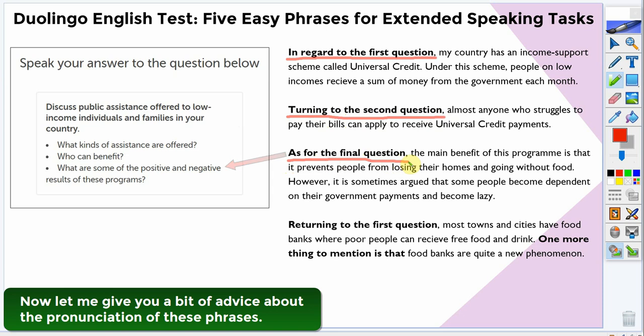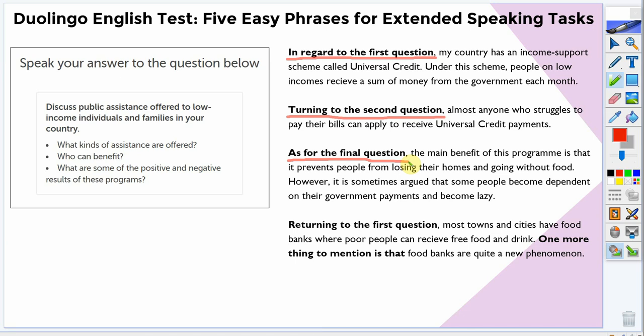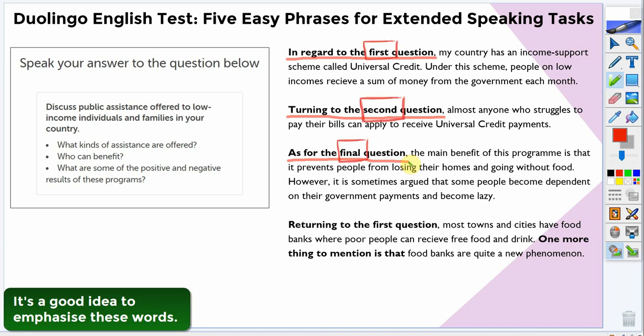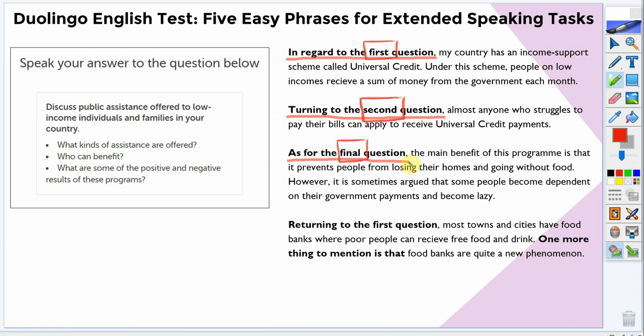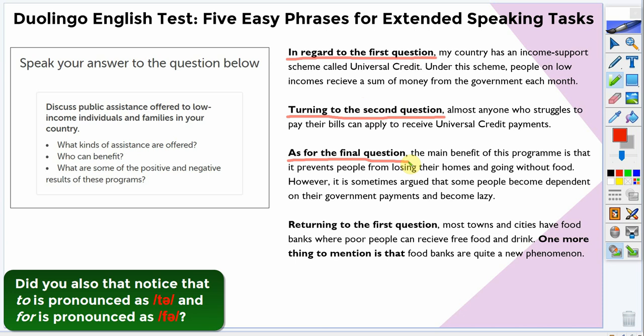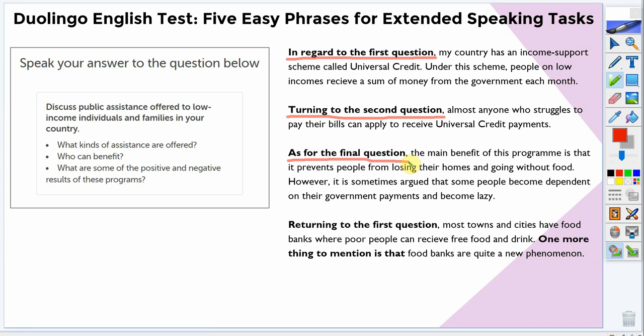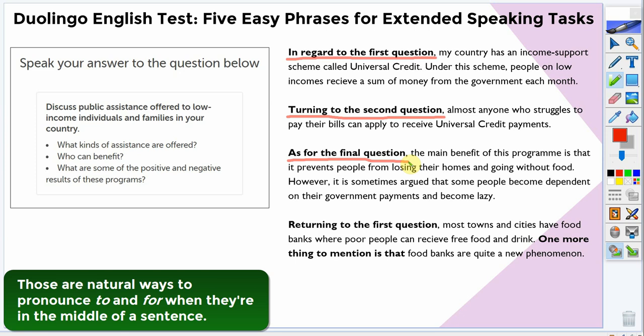Now, let me give you a bit of advice about the pronunciation of these phrases. It's a good idea to emphasize these words. So, listen to this. In regard to the first question, turning to the second question, as for the final question, did you also notice that "to" is pronounced as "t" and "for" is pronounced as "f"? Those are natural ways to pronounce the words "to" and "for" when they're in the middle of a sentence.